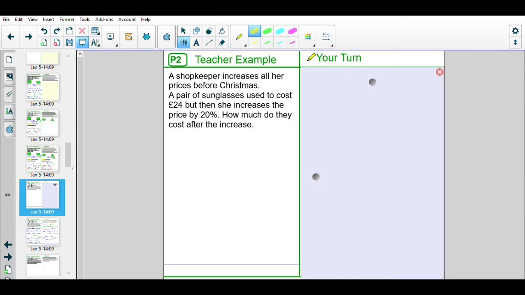A shopkeeper increased all her prices before Christmas. A pair of sunglasses used to cost £24, but then she increases the price by 20%. We want to know how much do they cost after the increase. Let's write it down as a sentence to see what we are looking for. Increasing £24 by 20%. That means we need to find 120% of £24.